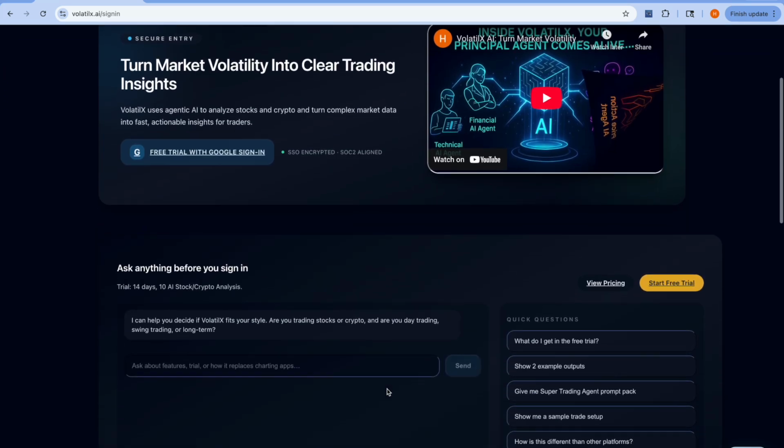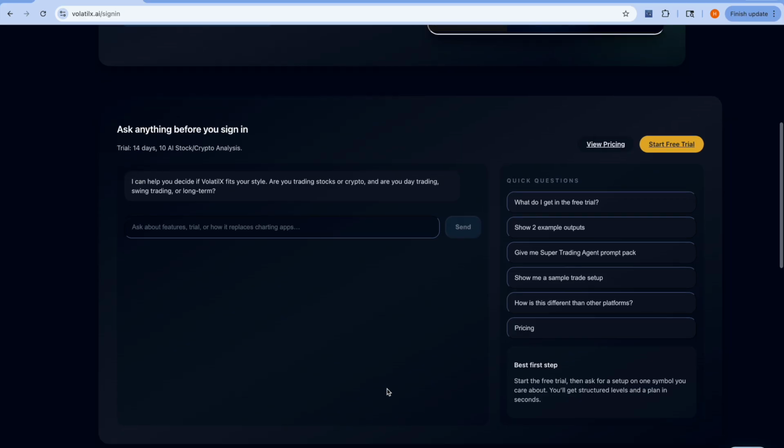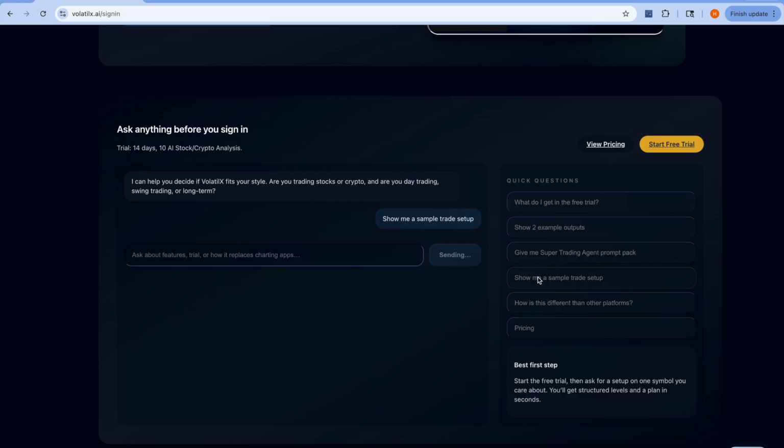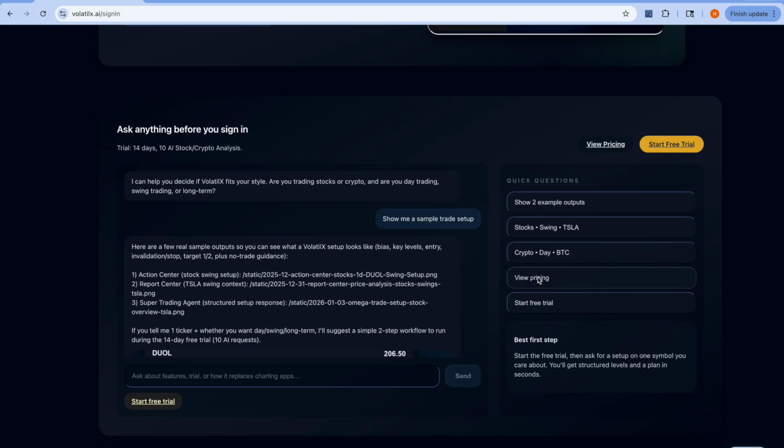On the homepage, we have a chatbot where you can ask any question about VolatilX and how it performs to better understand our platform without even signing in. You can also ask follow-up questions and receive responses from the chatbot.